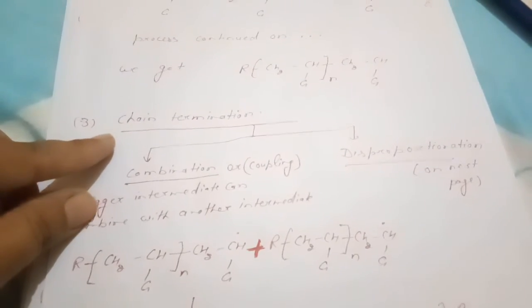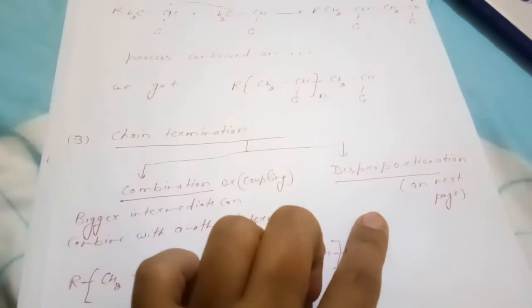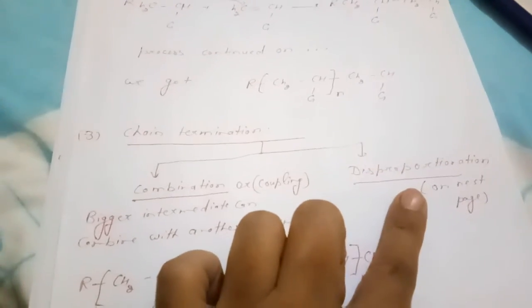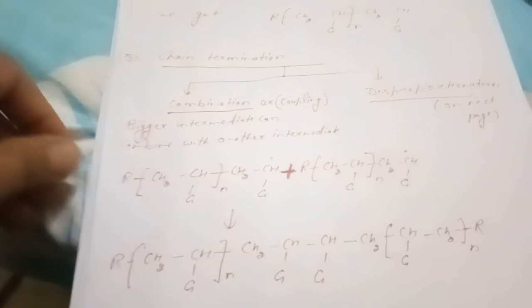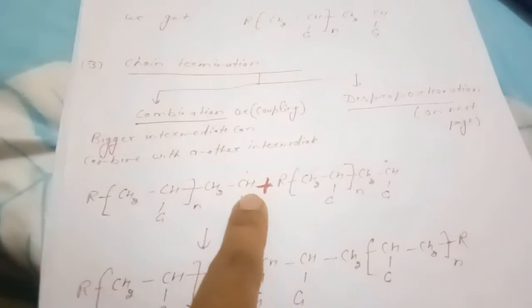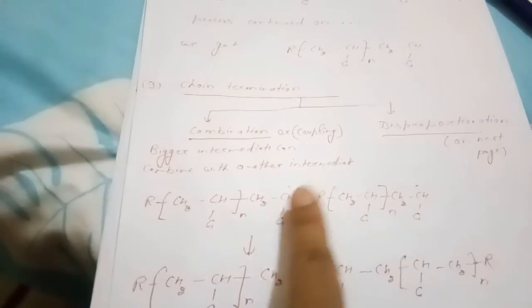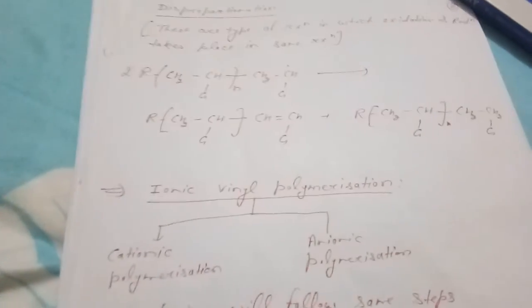The next step is chain termination, meaning the reaction is terminated. That can happen in two ways. First is combination or coupling, and second is disproportionation. First we will discuss combination or coupling. In this case, a bigger intermediate can combine with another intermediate. For example, consider this intermediate; it combines with a similar intermediate in this way and bonds with this carbon, and the chain is terminated. These are the three steps of free radical vinyl polymerization.